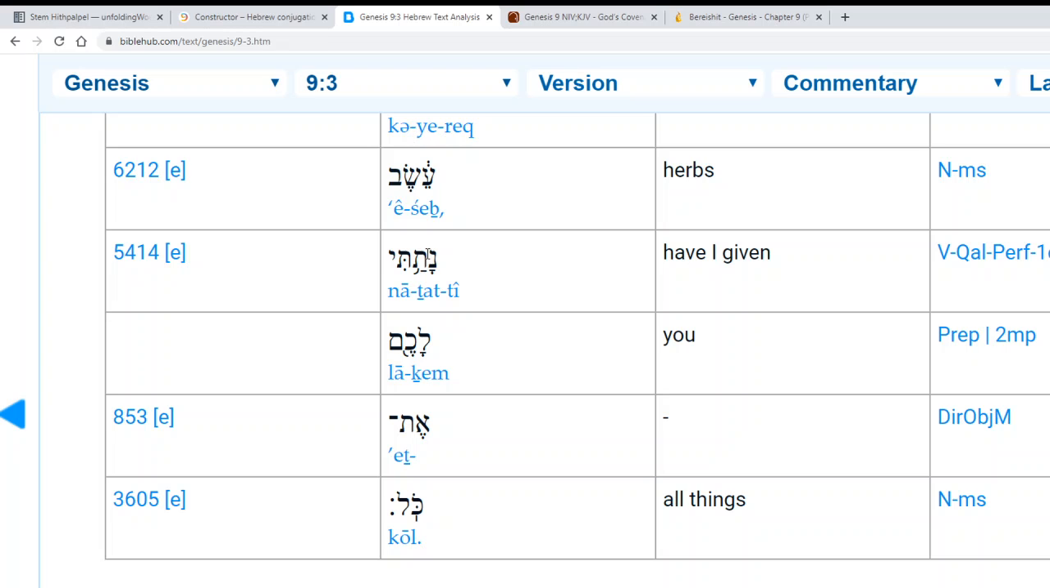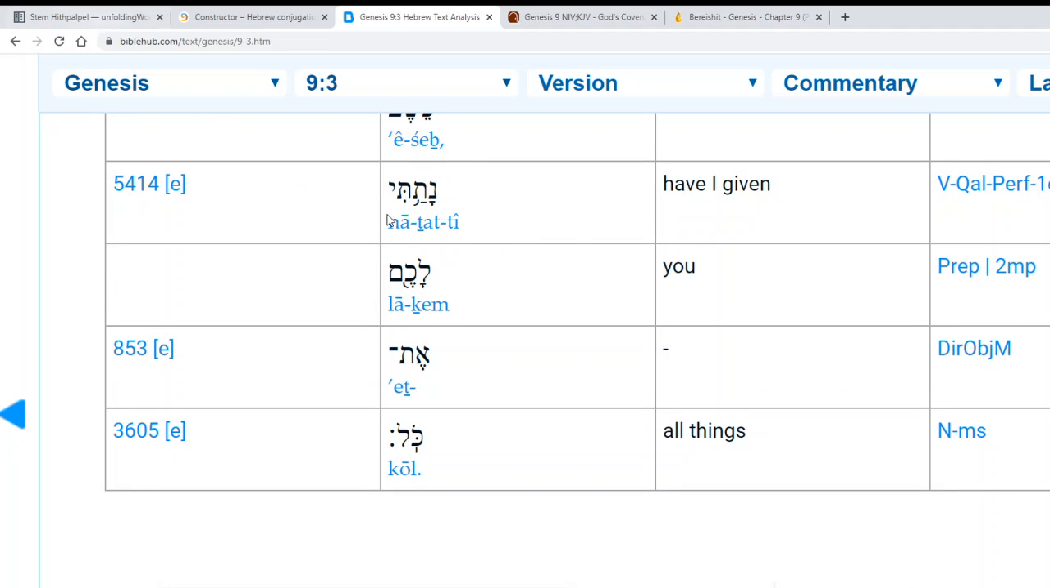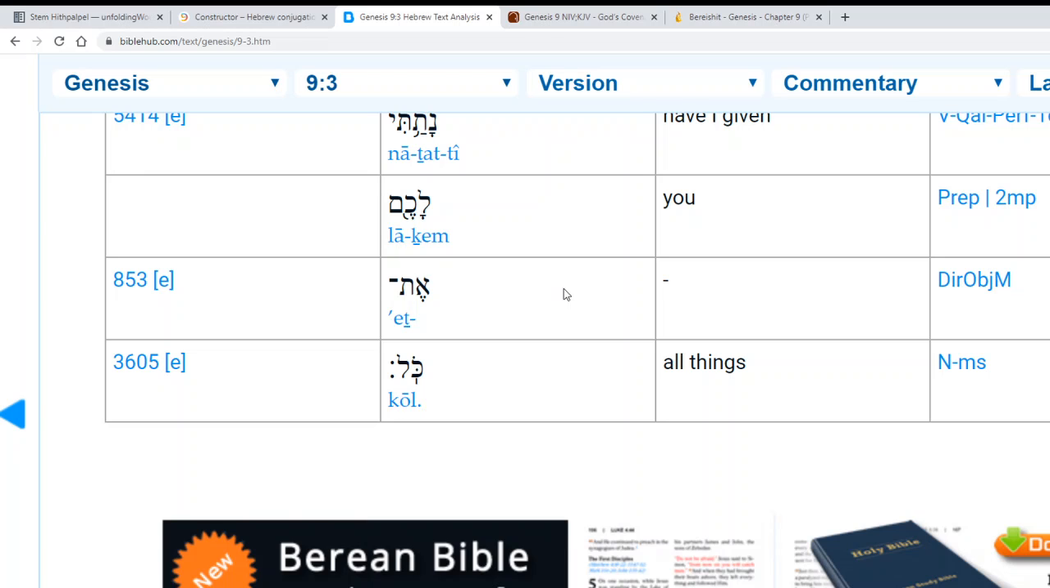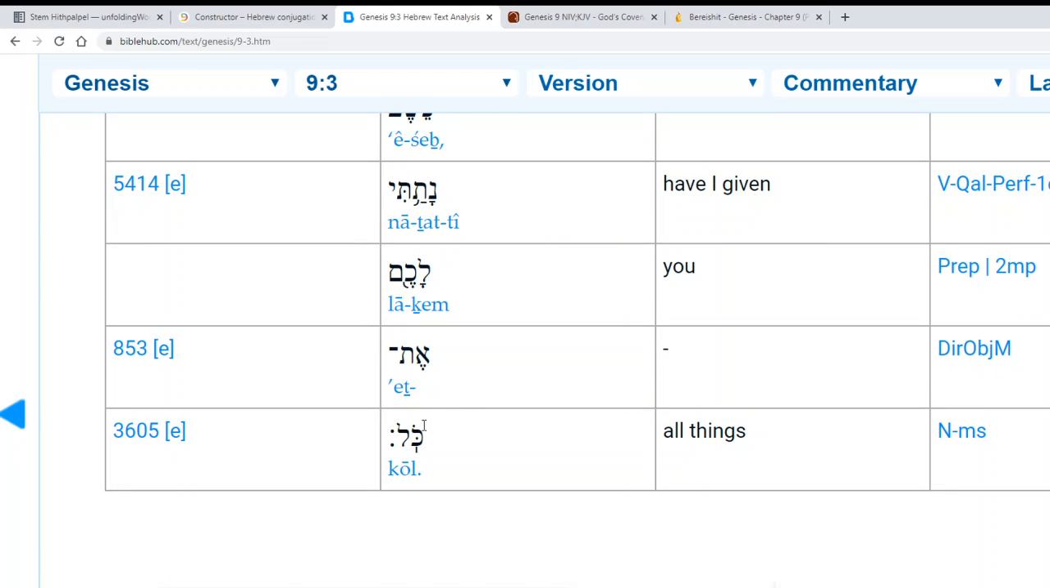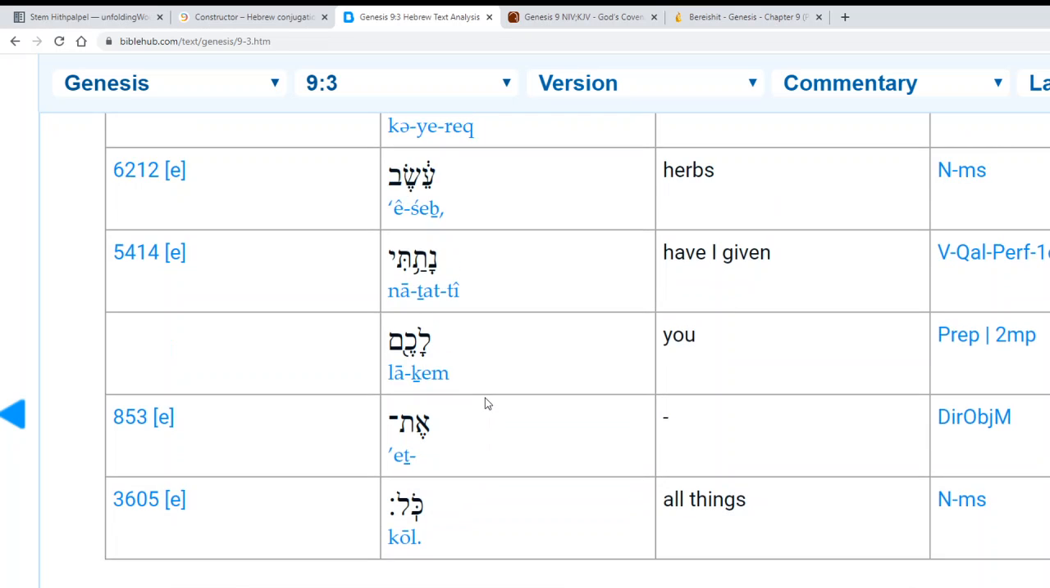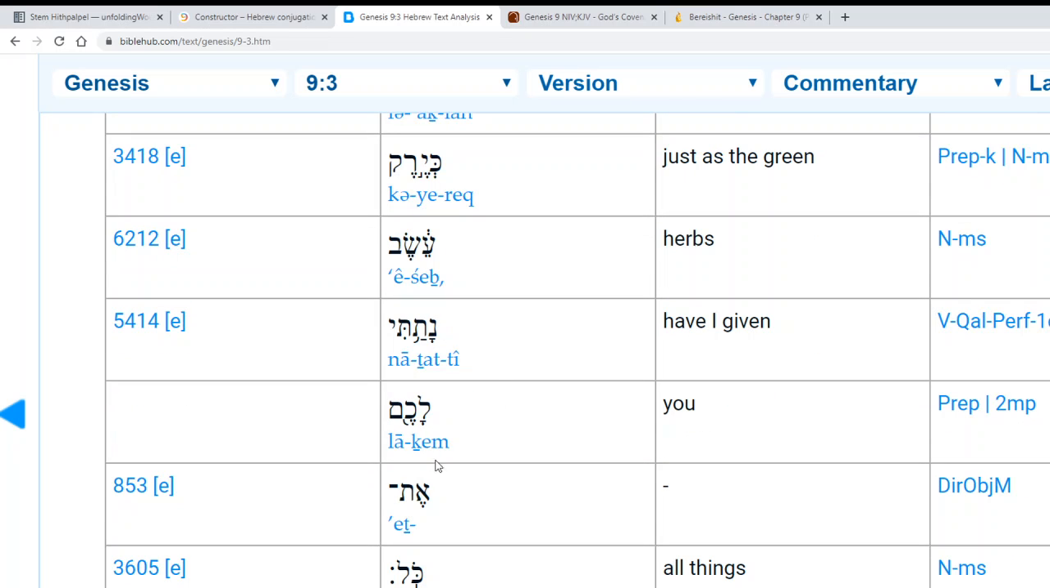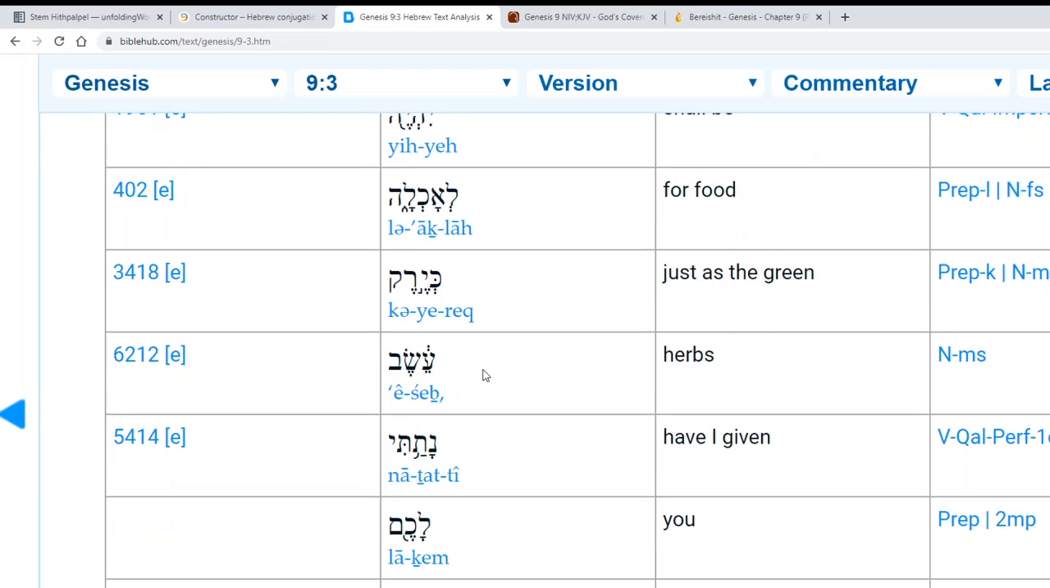Natati, right? I gave. We had natna before. This is the Kal perfect, the simplest. The yud at the end is telling you it's in the first person singular, and the root I would say is nun taf hey, but that's a very common one. Lachem, prepositional lamed, chaf mem is the second person masculine plural. Et is the direct object marker. Kol meaning everything, right? Natati lachem et kol. I gave you. I have given you everything. Okay.